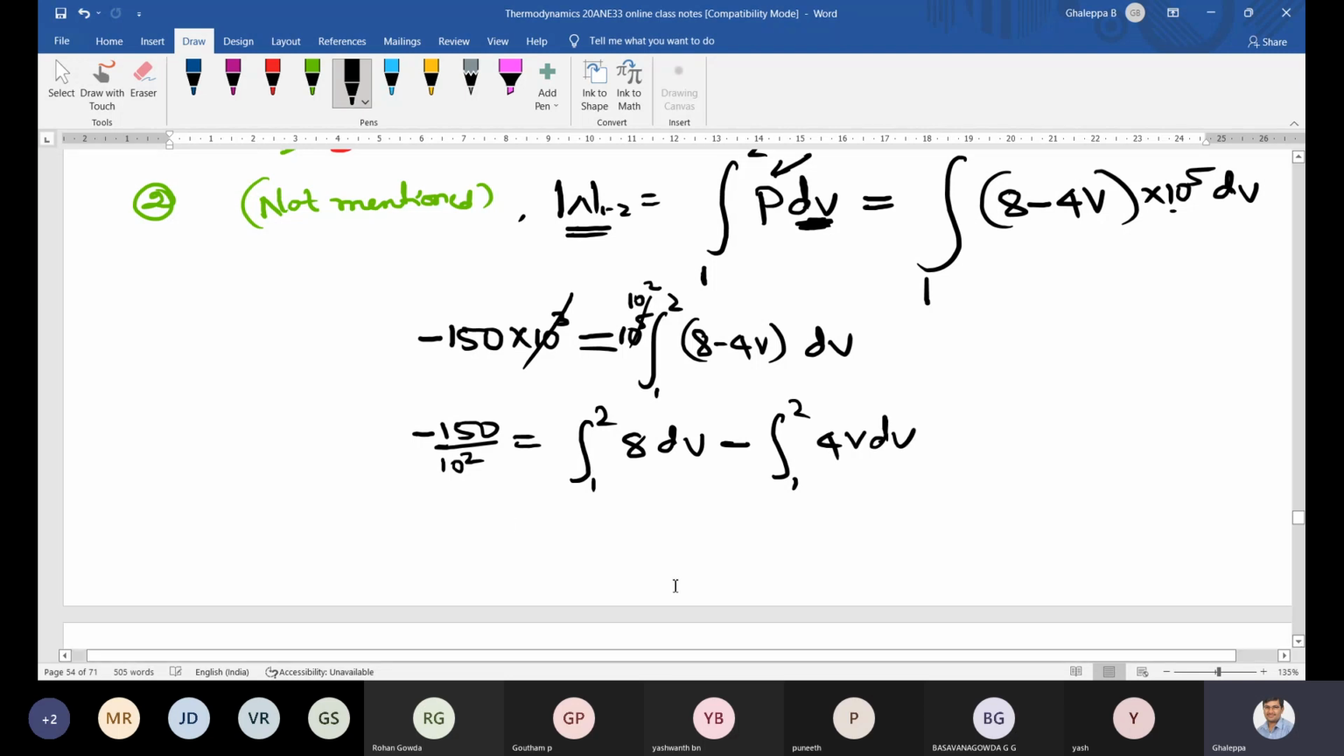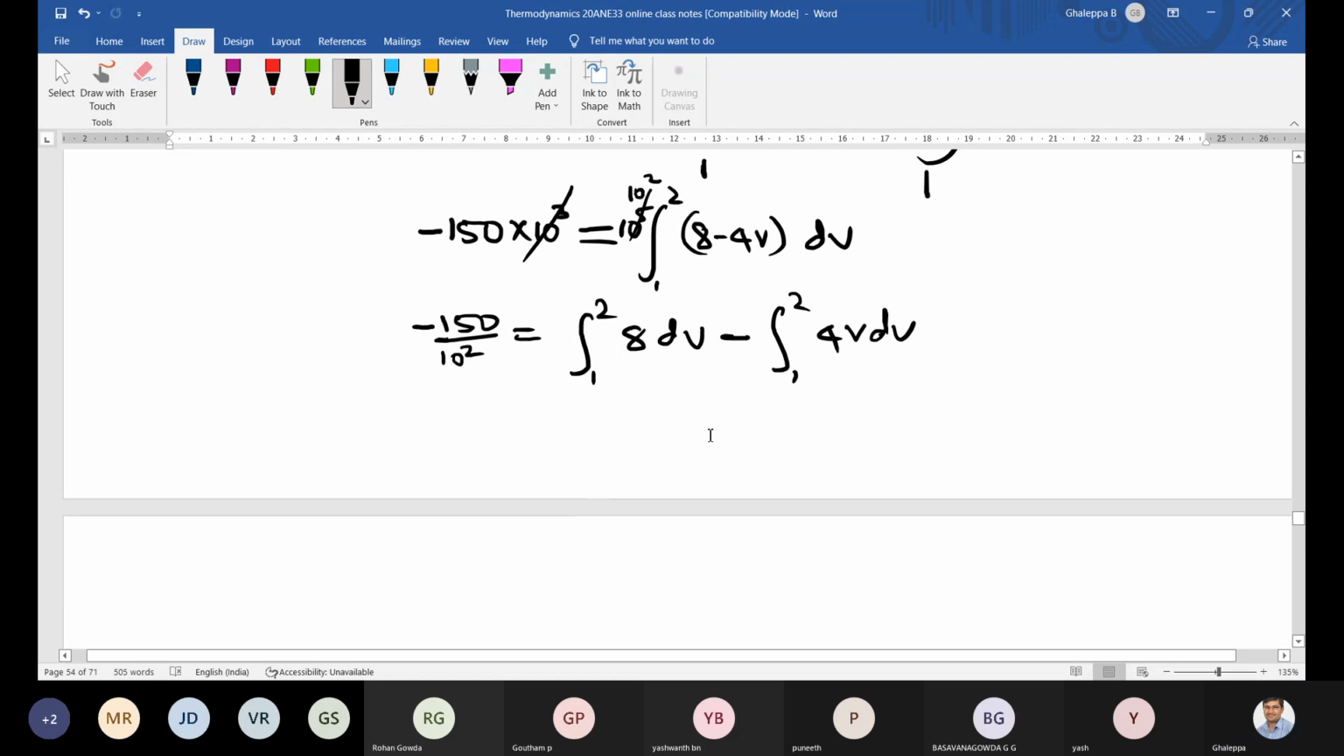If you are perfect in mathematics, you can do it directly. No need to write the split up of this. Here there are two terms, so I have written the integration separately. Again here it is 100. 100 and 10 get cancelled, so minus 1.5. 15 divided by 10 is 1.5 along with minus.